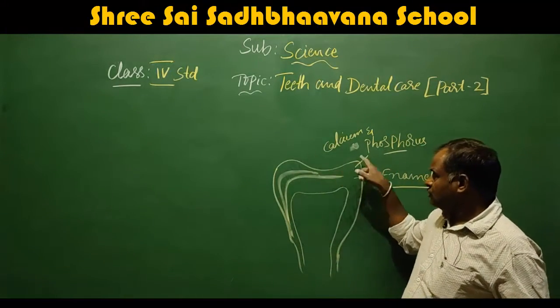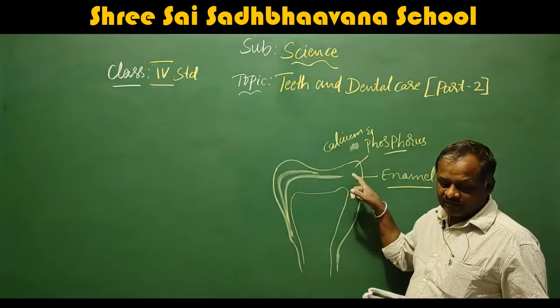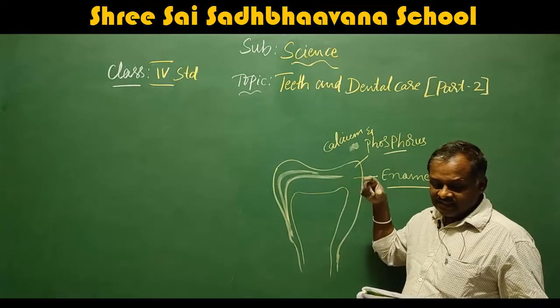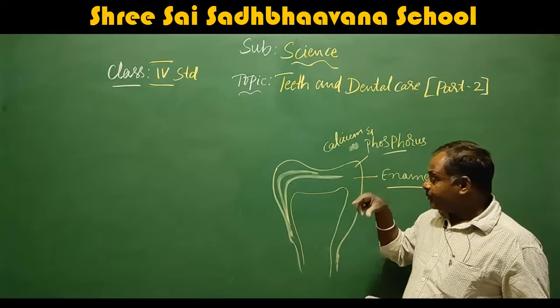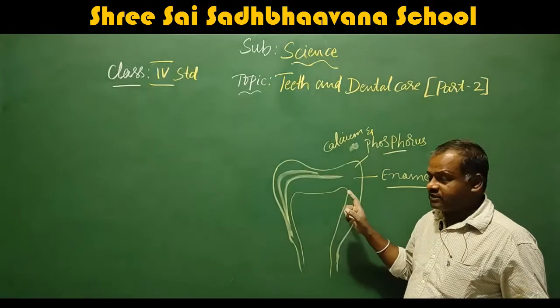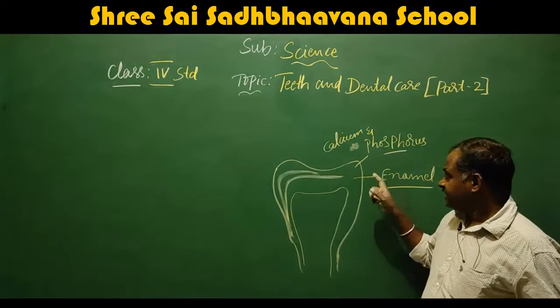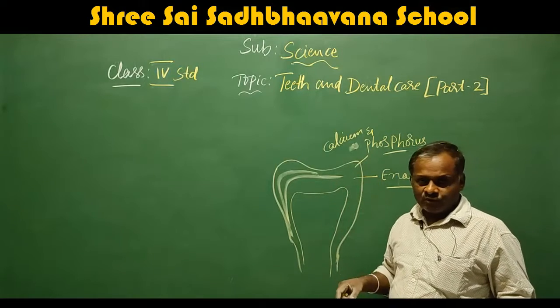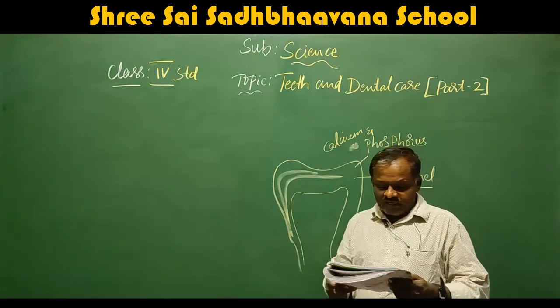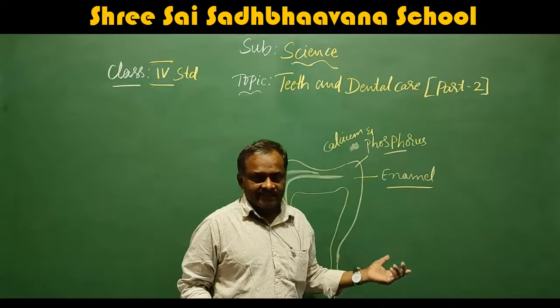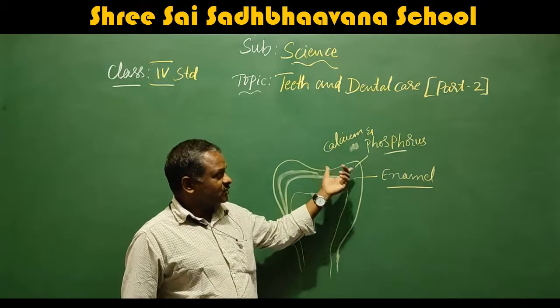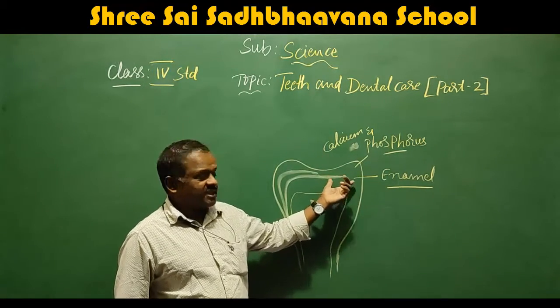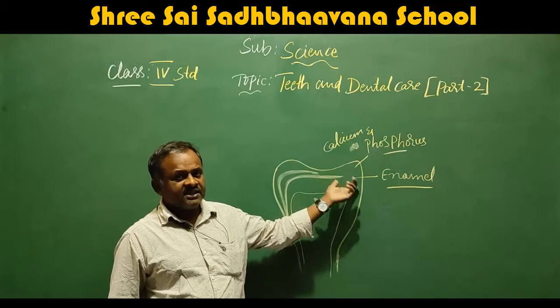Enamel is the crown of the tooth which covers and protects the tooth. This is very strong and it acts as the bodyguard of the tooth, and it protects the tooth from decaying. This is the function of the enamel.